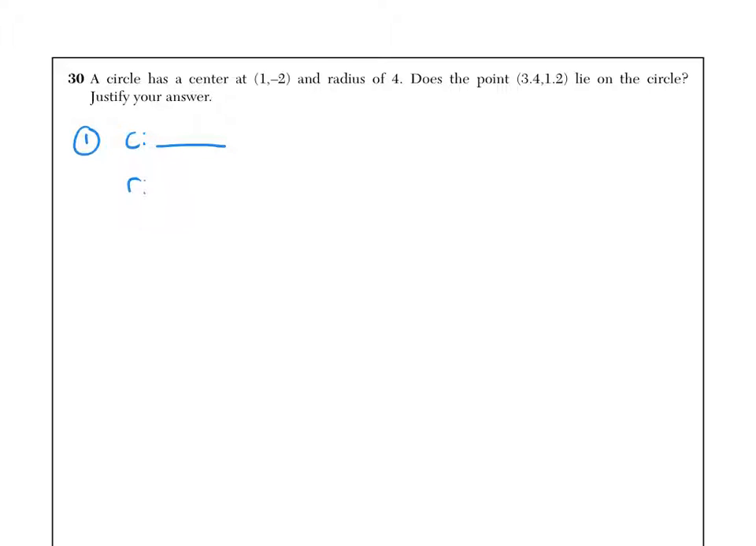All right, center, radius. Now, these are actually given to us. We don't have to do any distance formulas. It's (1, -2) for our center, and the radius is 4. Step 2 is to make the equation. The way we make the equation is we plug into the general formula, which is (x minus h) squared plus (y minus k) squared equals r squared.